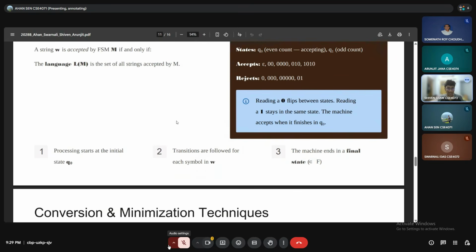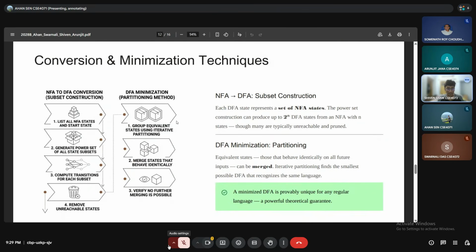So the next slide. Here we see the NFA to DFA conversion. The main idea is that the NFA can have multiple possible next states, but the DFA cannot. So there is a simple method. Each DFA state is a set of NFA states. Let's say the NFA is in states A, B. Then the DFA treats that as one single set.